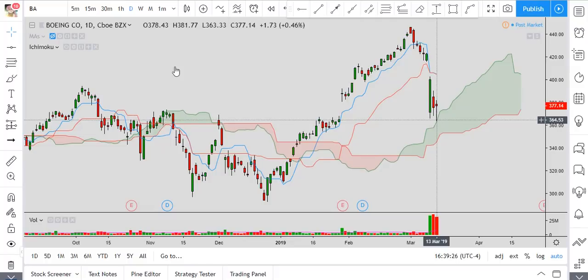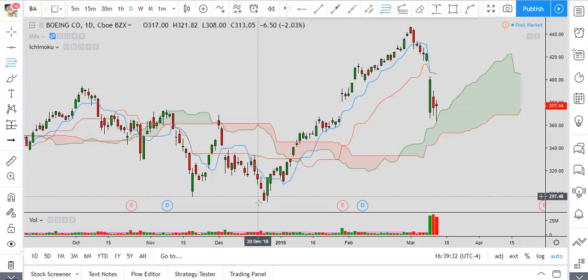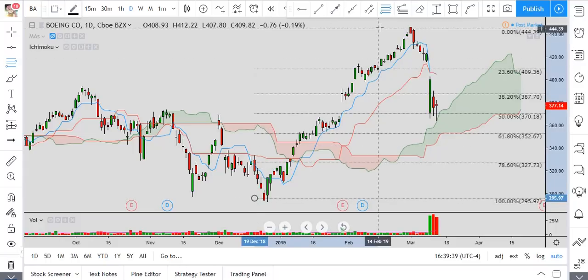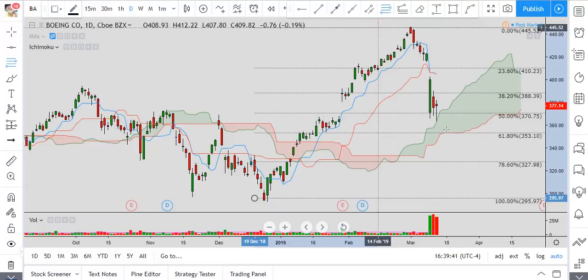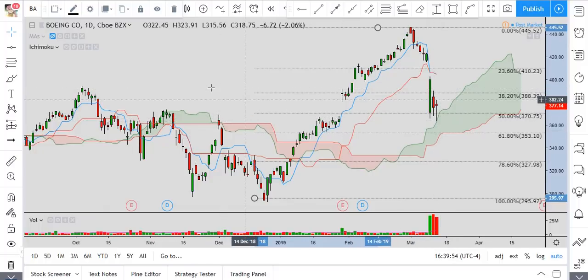If you draw fibs on this, you can see that it lines up perfectly with the 50% fib. Let's just draw it on. And there you go, 50%. It's been bouncing on the same spot. That is a very important level, and that is exactly where it bounced today. Let's take the fibs off.